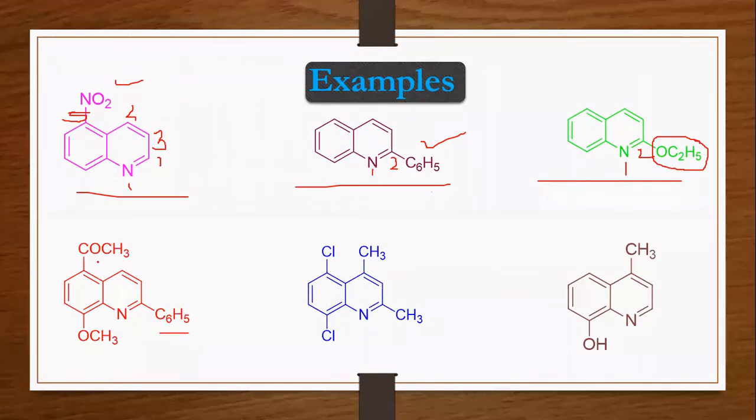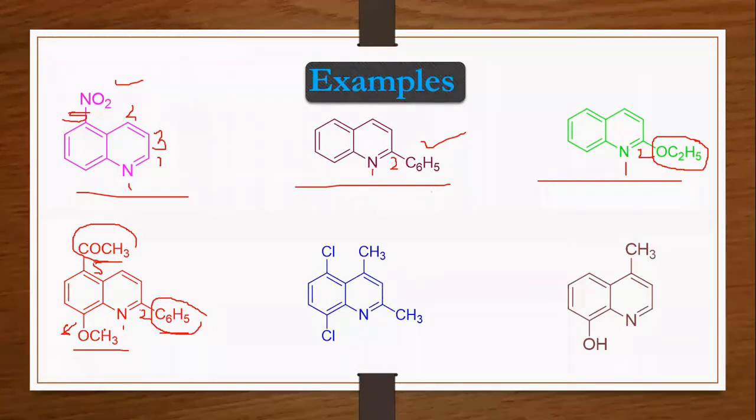Here, what you observe? 3 substituents are present. Okay. One is methoxy, another one is acetyl, and another one is a phenyl. Okay, now give the numbering 1, 2, here is 2, okay, 3, 4, here is 5, and another one is at the 8th position.